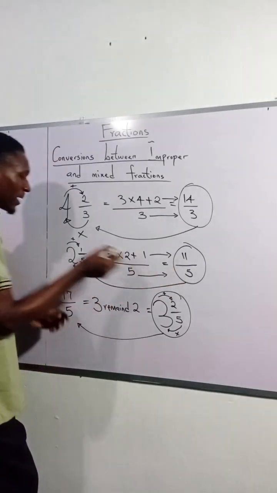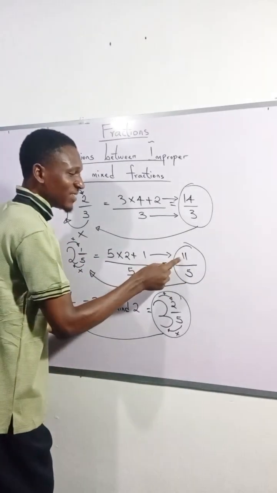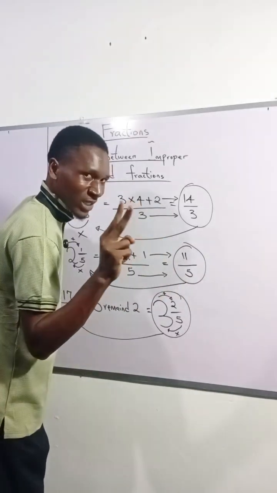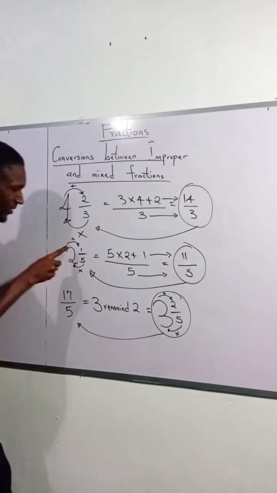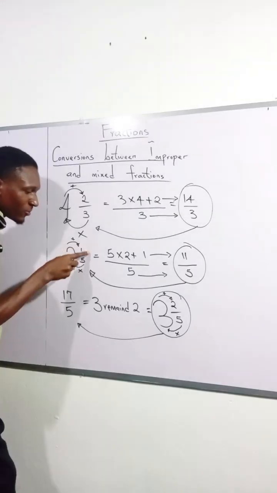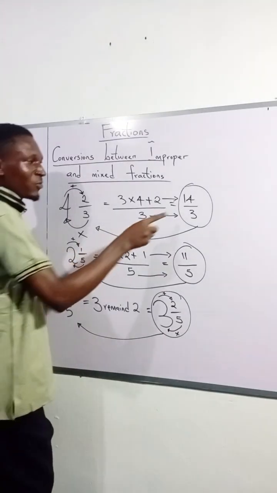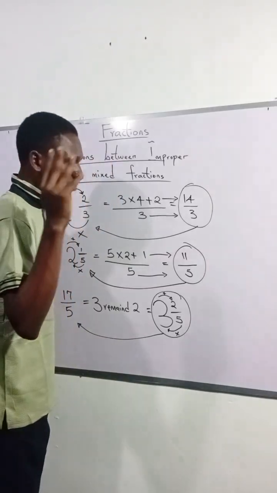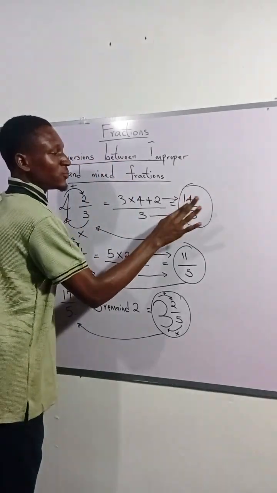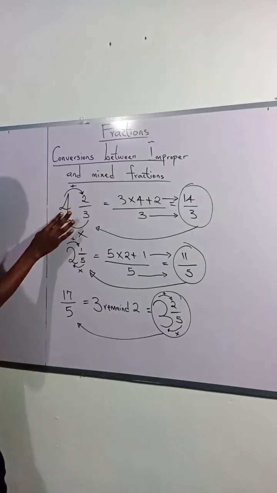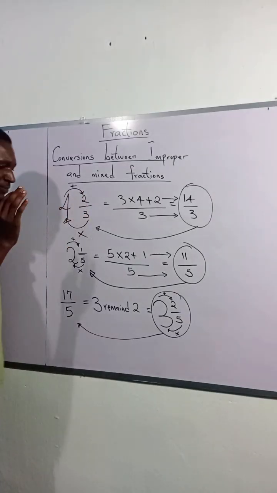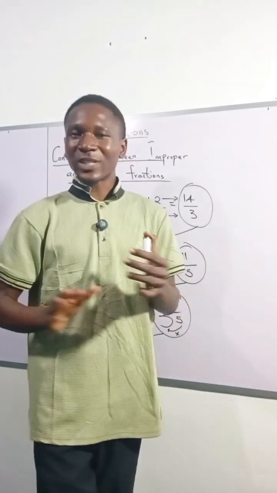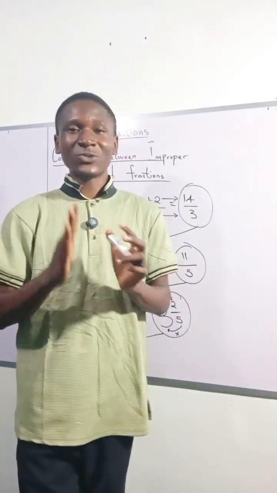Assuming we want to convert this one back to mixed fraction, we are going to say what? 11 divided by 5, 5, 10. We get 2, remainder 1. 2 remainder 1 over the 5. 14 divided by 3, we get 3, 6, 9, 12, 4, remainder 2. And that is how you get the 4 remainder 2 over 3. So this is how you convert between mixed fractions and improper fractions, depending on what you are asked to do.